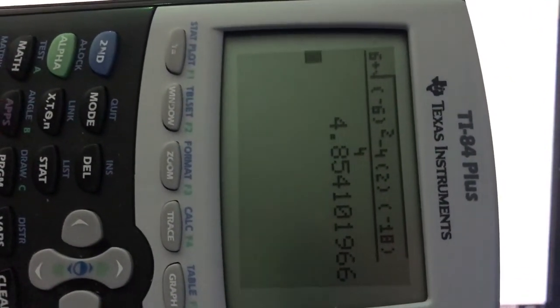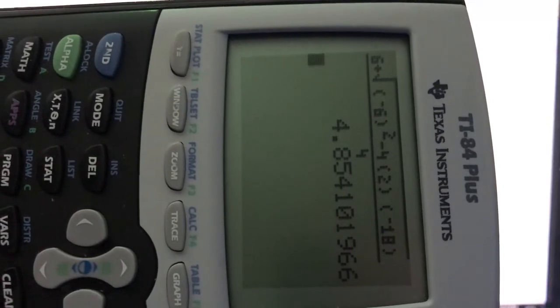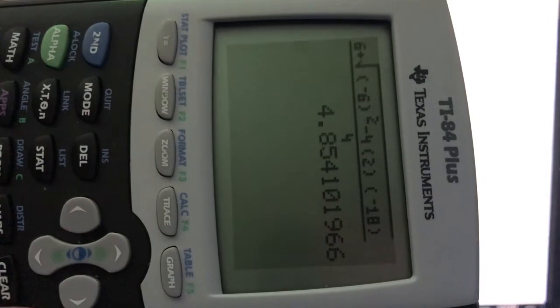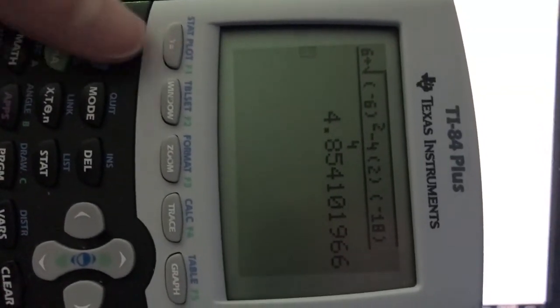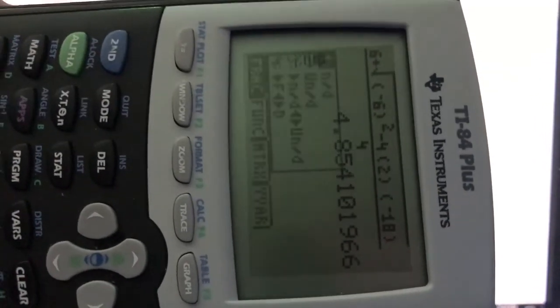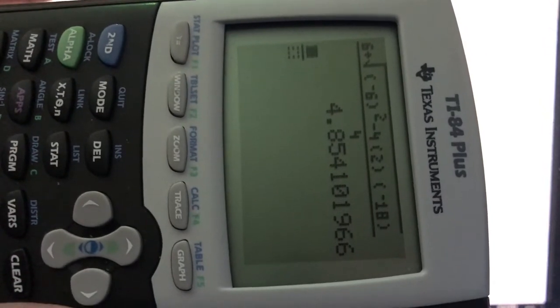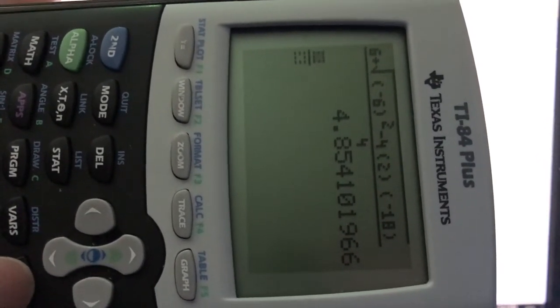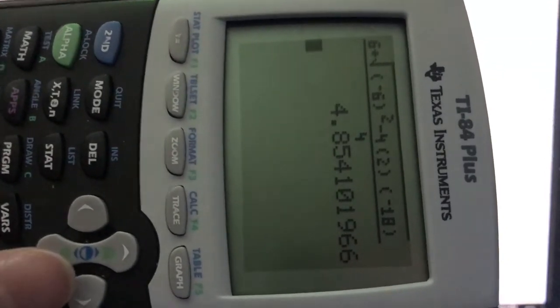If you press enter, you end up getting one of the decimals that you should get if you do it the long way that we did in class. This is only a shortcut if the alpha y equals enter works in your calculator. If it doesn't, I'm going to show you how to do that in a second. I'm just going to continue with my shortcut, people.